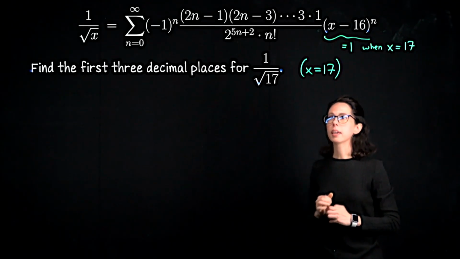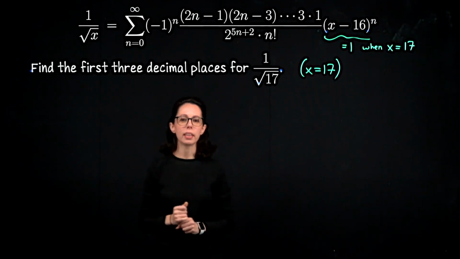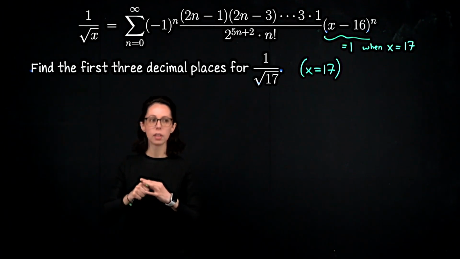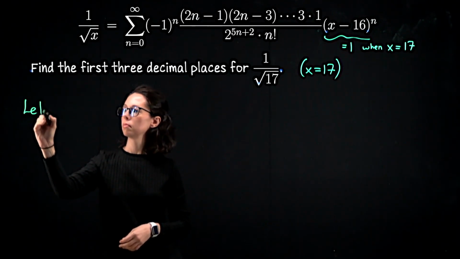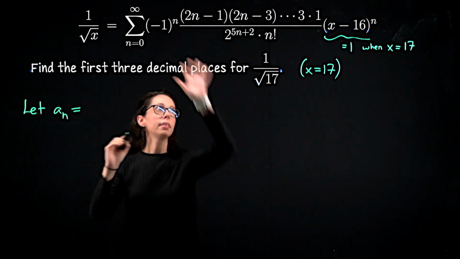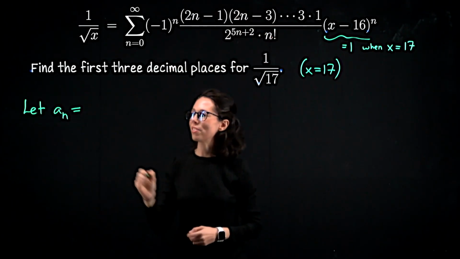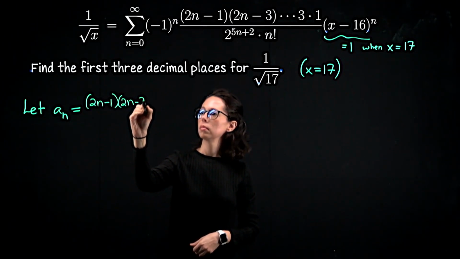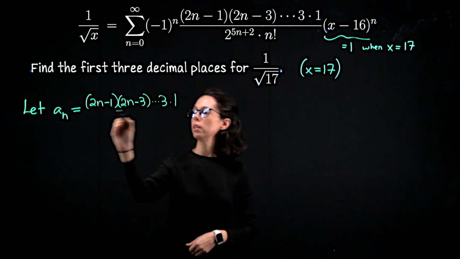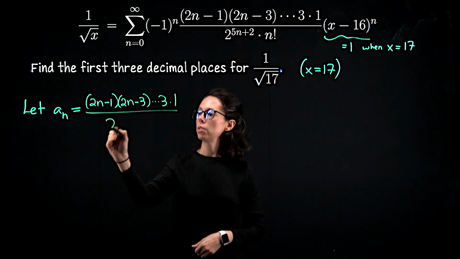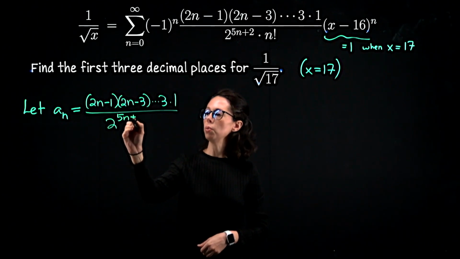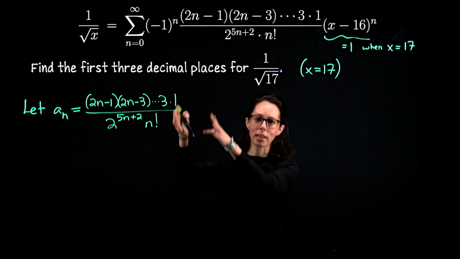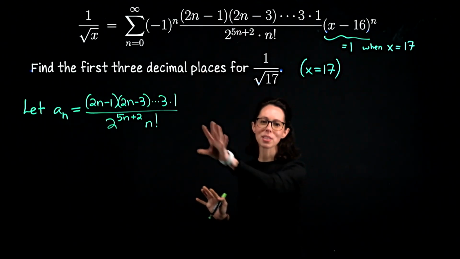Let me take the coefficient here, not including the leading sign changing expression negative 1 to the n, and I'm going to call that a sub n. So let a sub n be this part without the switching sign at the front. So that's going to be this odd number product down to 3 times 1 divided by 2 to the 5n plus 2 n factorial, and then times 17 minus 16 to the n, but that number is always 1, so I'm not going to write it.